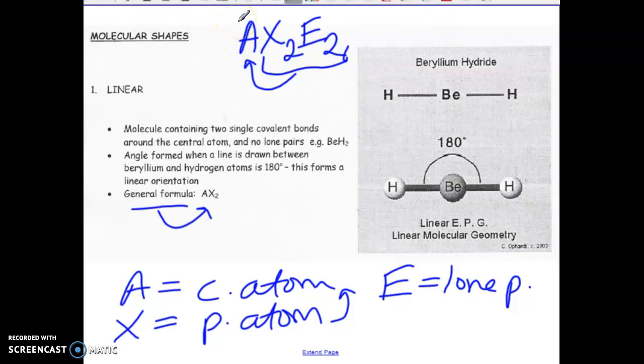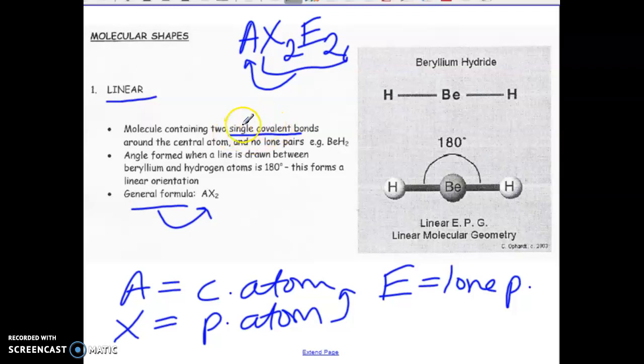Okay, so now that that's out of the way, let's look at our first shape: linear. Linear, of course, means that when you're looking at the shape, it appears as if it's a straight line, right? So it's 180 degrees between the two bonding elements. So here we have two single covalent bonds.